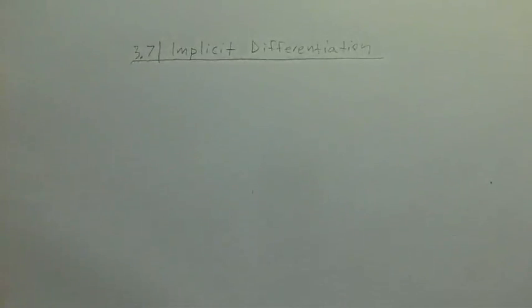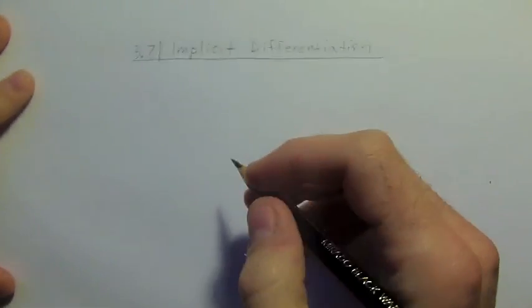Alright, hello class. Today we're going to be talking about section 3.7, which is on implicit differentiation. And what implicit differentiation is, it's basically just applying the chain rule when we don't know what the, say, function, that inside function happens to be.